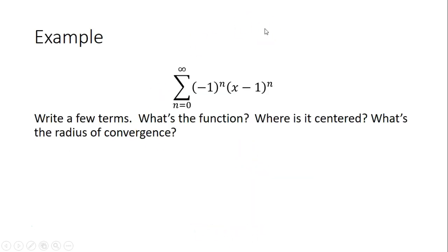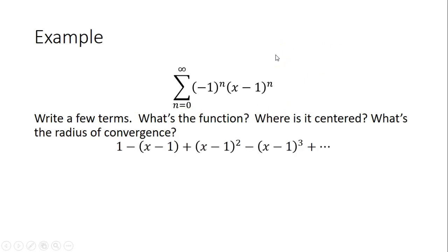Okay? So, here's an example of a power series. Our c is just -1 to the n, so it'd be 1, -1, 1, -1, 1, -1. And we're centered at 1, right? We have our x minus a here centered at 1. So the question here is, what's the function? Where's it centered? What's its radius of convergence?